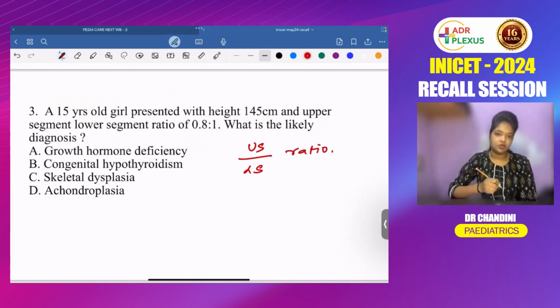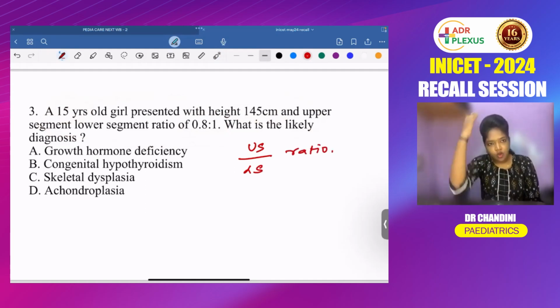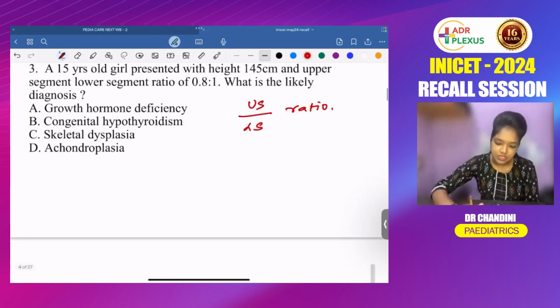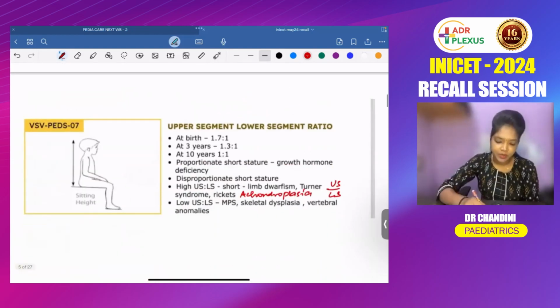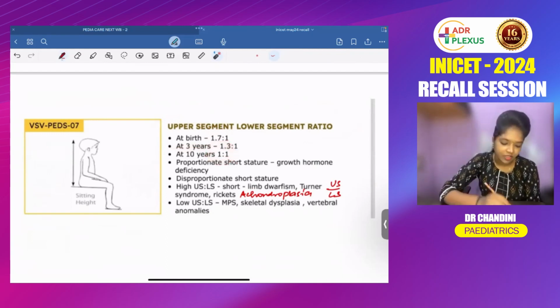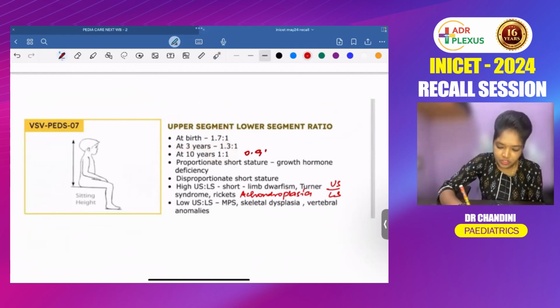So what is that ratio? Upper segment consists of from the vertex to the pubic symphysis. The rest of it is the lower segment. You will measure the sitting height and subtract it from the total height to get the upper segment, lower segment and put the ratio. This is what we have already discussed in our ESV. Upper segment, lower segment ratio at birth is somewhere around 1.7:1. Around 3 years, it becomes 1.3:1. And after 7 to 10 years, it will become equal, somewhere around 1:1 and 0.9:1.